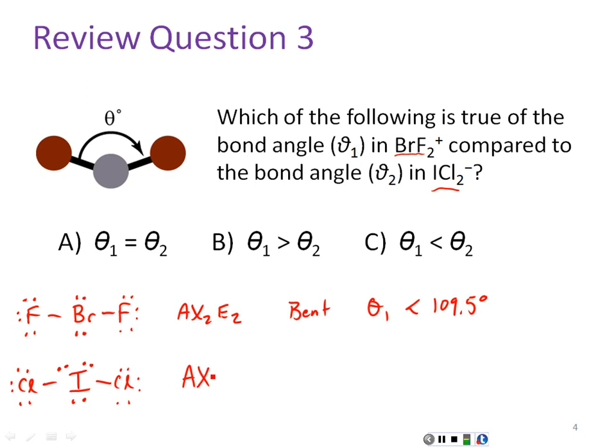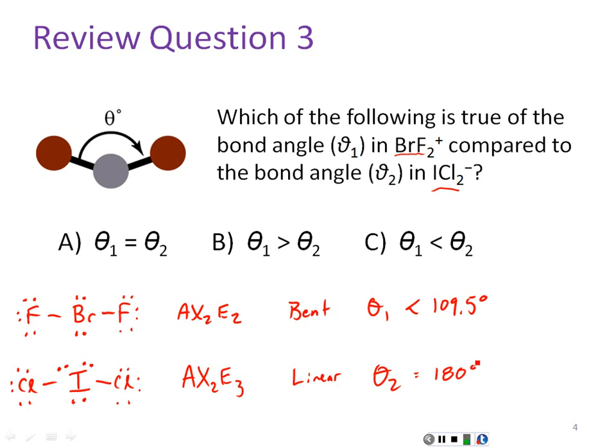So the formula for this molecule would be AX2E3. And what would the molecular geometry be? Well, that's linear. So theta 2 is going to be 180 degrees.